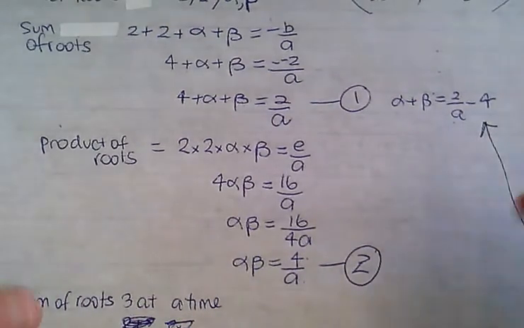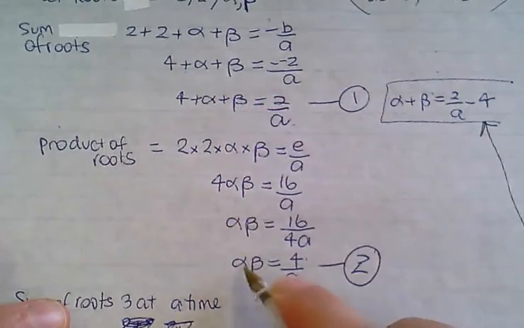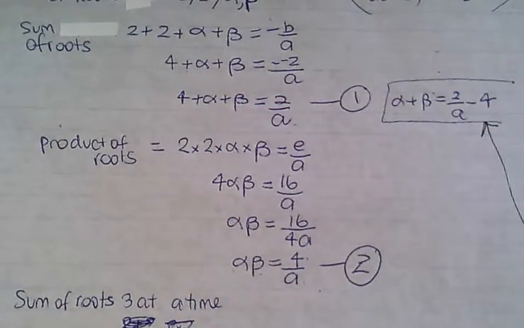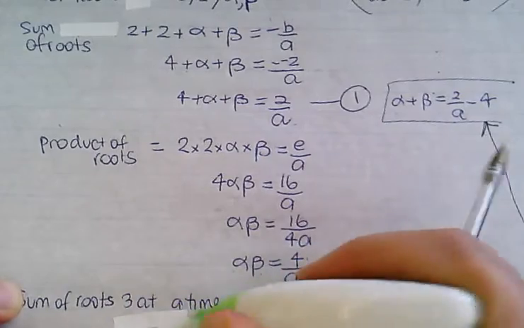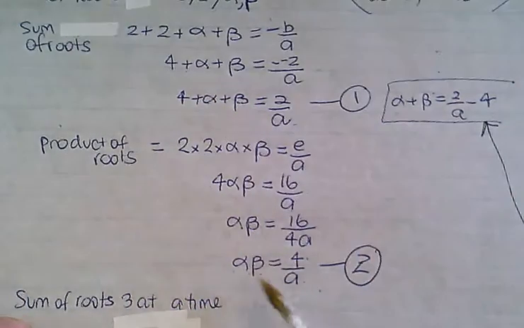Now, let's just look at what we've got. We've got this, which has got 3 unknowns. This has got 3 unknowns. Guess what? You have to do another equation. Remember, when we do simultaneous equations with 3 unknowns, we use 3 equations. So if you do have 3 unknowns, there's no other way around it. You have to do 3 equations. That's got 3 unknowns, alpha, beta, a.